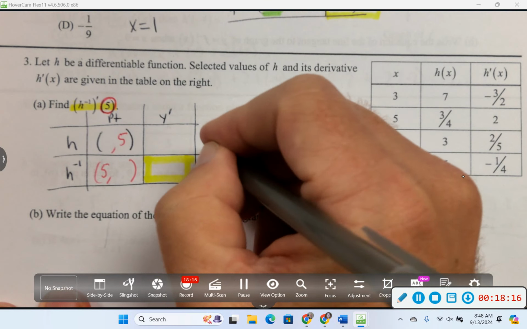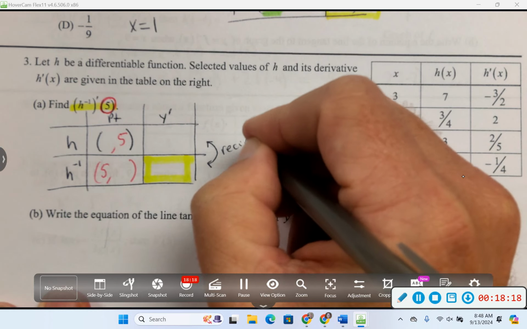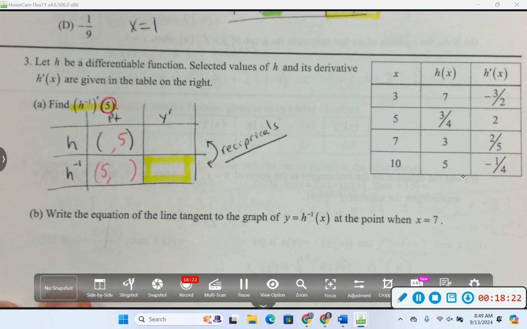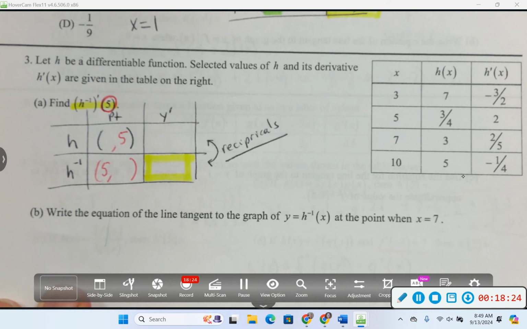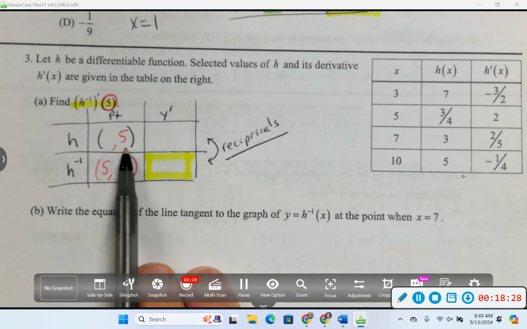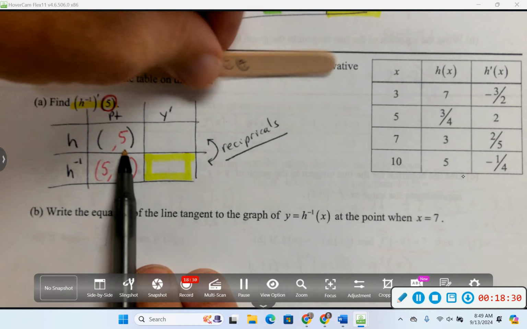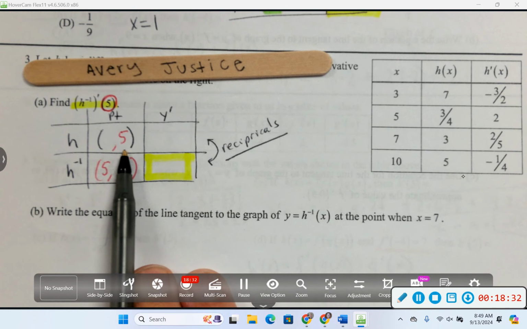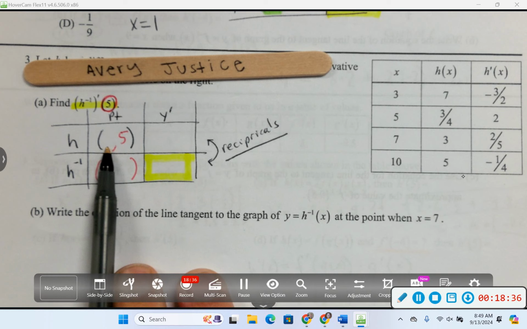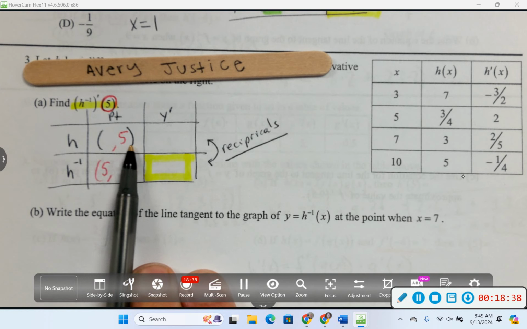I think we know this, but maybe it's helpful to still label that those are reciprocals. Whenever I get one, I can flip over and get the other. Okay, so if the y value of h is 5, Avery, can you figure out what the x value of h would give me a y value of 5?